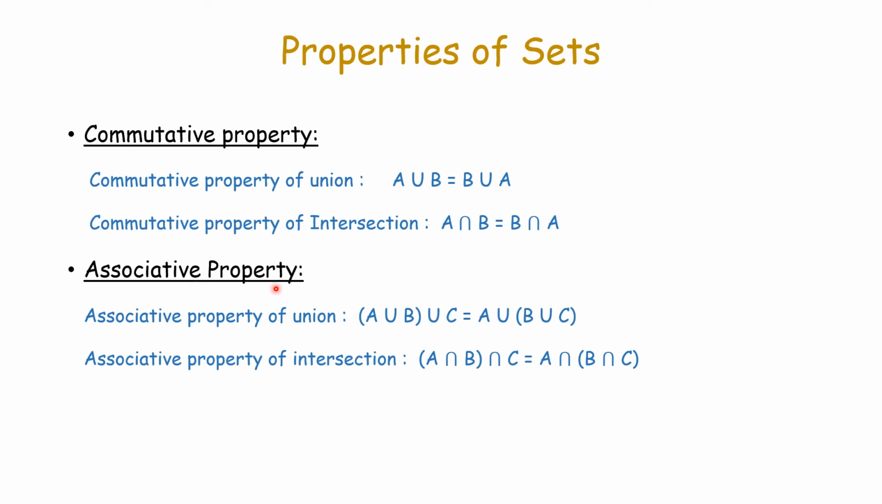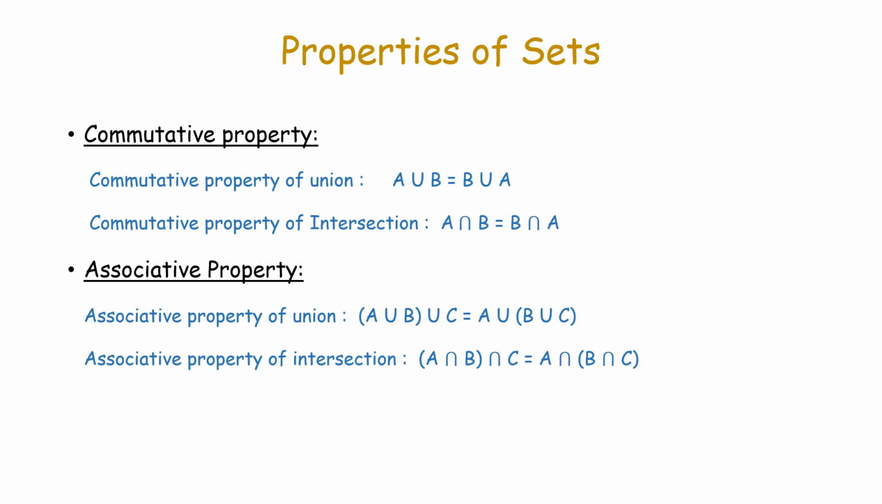And in the associative property we have three sets A, B and C, and you write it like this, and both sides should be the same whether you take a union or intersection. In the left hand side, first we will take the union of A and B, then we will take the union with C, and in the right hand side, first you will take the union of B and C, then you will take it with A. So you just have to change the order, and then check whether the left hand side and right hand side are equal. If the answer is equal, it means this property holds. If the answer is not equal, it means that property doesn't hold in those sets.